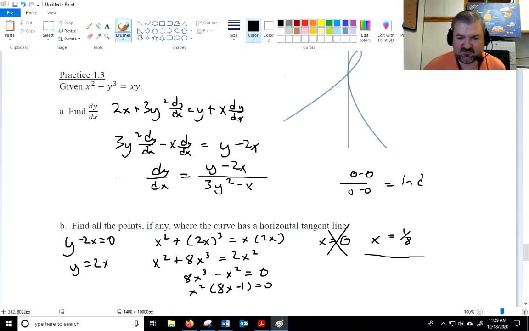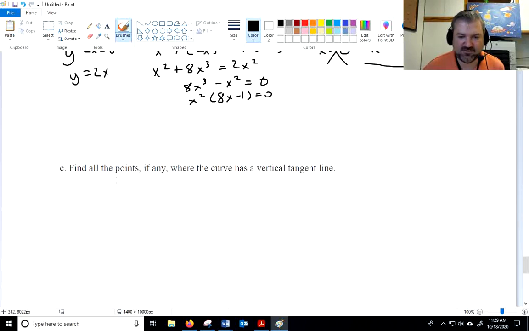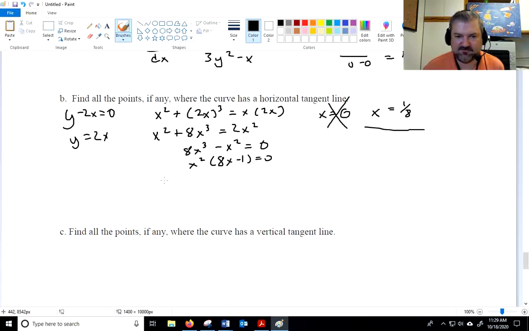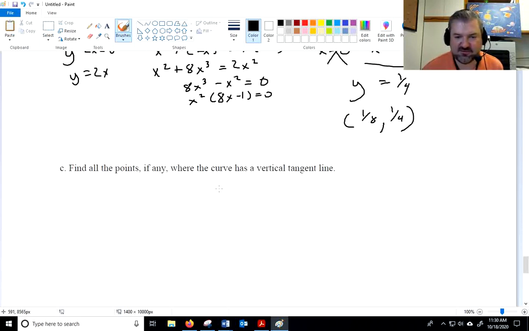All right, let's try the next one. Find all the points, if any. Oh, we forgot to finish finding the points. So the y here would be 1/4. So we think the coordinates are (1/8, 1/4). Well, what about a vertical tangent line? Well, a vertical tangent line occurs when the denominator is equal to 0. So that's 3y squared minus x equals 0. And if I solve that for x, I get 3y squared equals x.